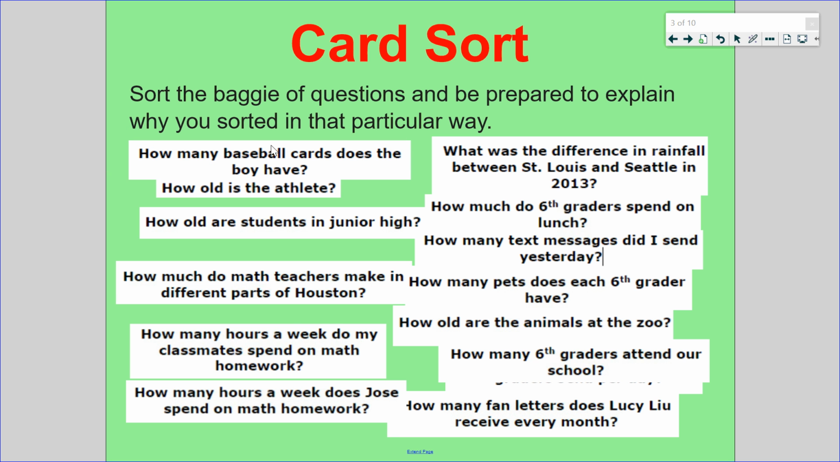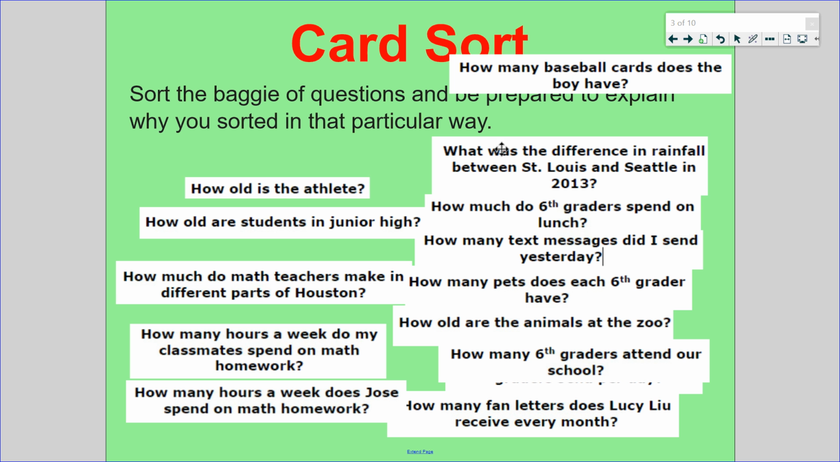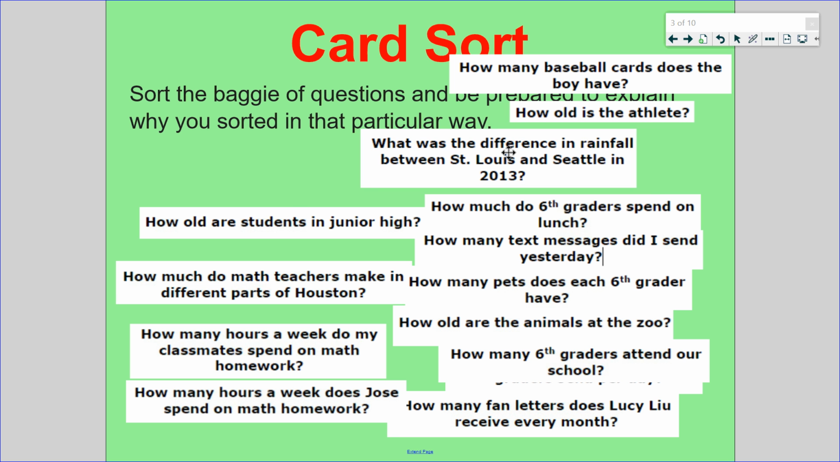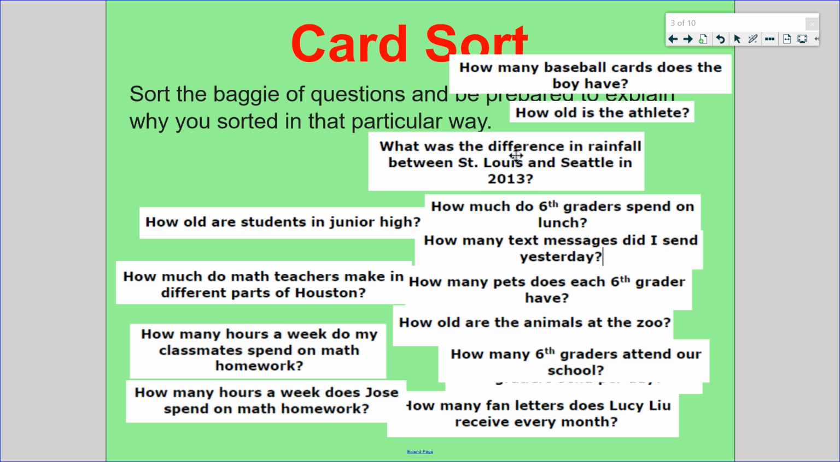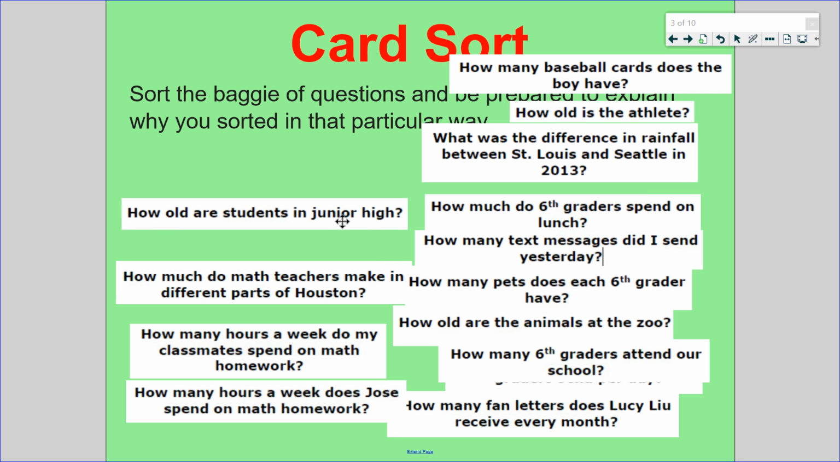How many baseball cards does the boy have? Has one answer. How old is the athlete? 30. One answer. What is the difference in rainfall between St. Louis and Seattle in 2013? Difference being one answer.